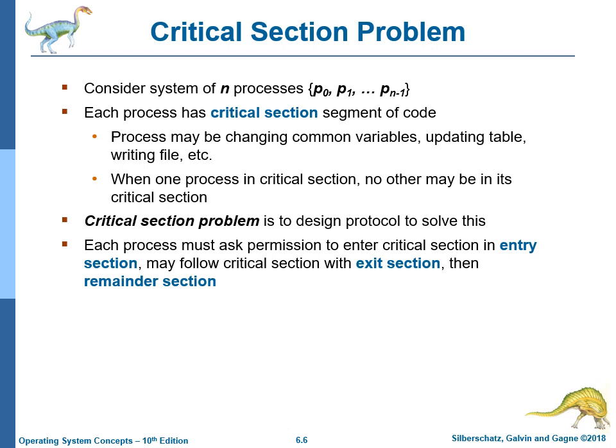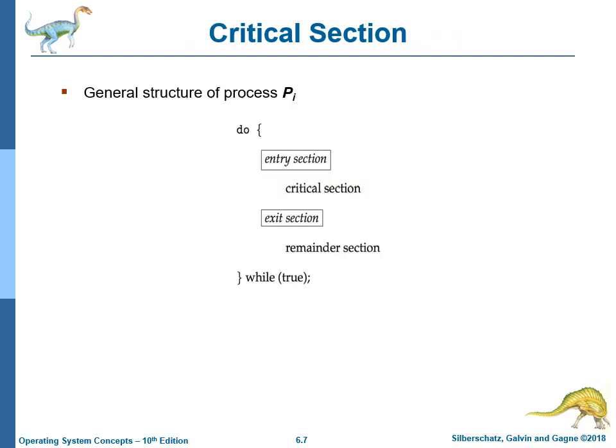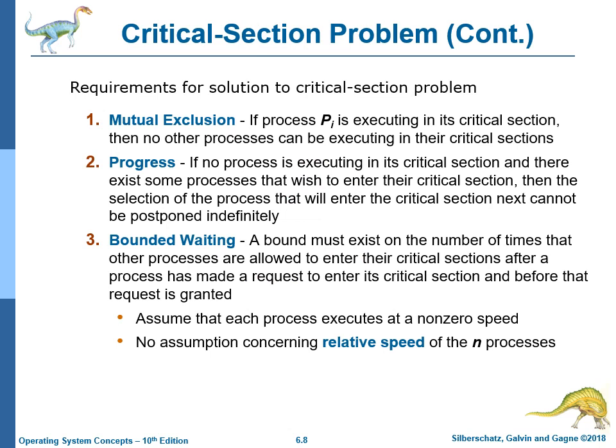So the general structure of the typical process, dia akan tunjuk lah, you boleh tengok dalam buku. The entry section and the exit section are enclosed in boxes to highlight the importance of the segment. So this is the general structure of the process: the entry section, the critical section, then the exit section and the reminder section. So ini dia punya algorithm lah.